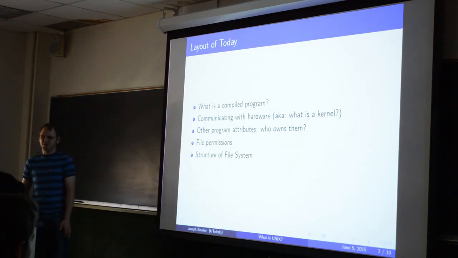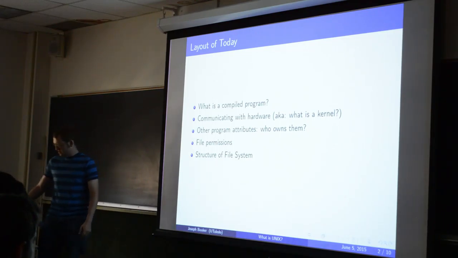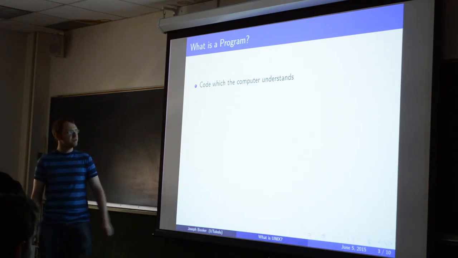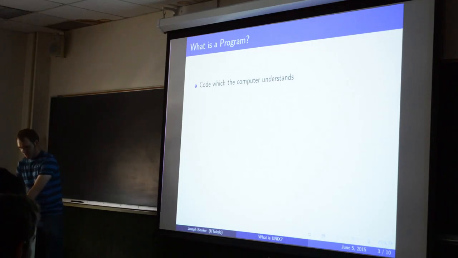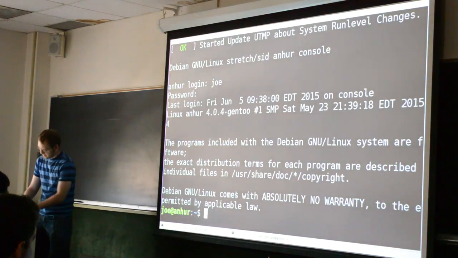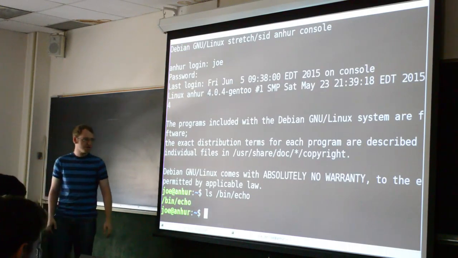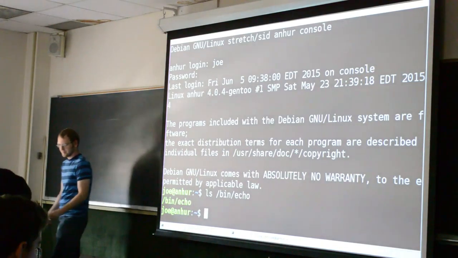So, first thing is, what is a program? What are these things that we're typing in that are being run? The first way to look at it is it's code that a computer understands. To really get a sense of that, I'm going to take a look at the echo command. So that's /bin/echo. Just lsing it to show you where it is.